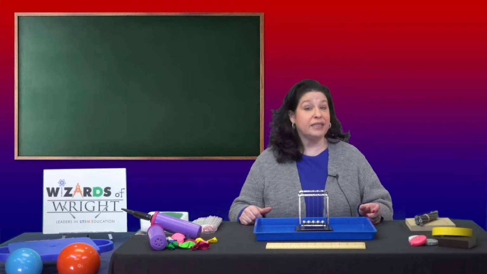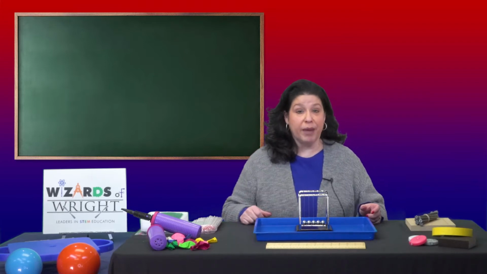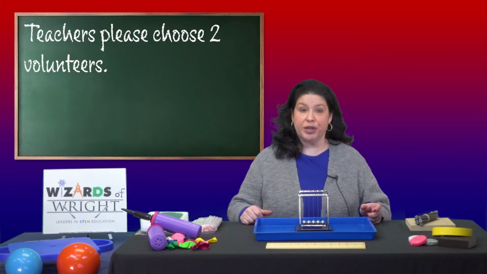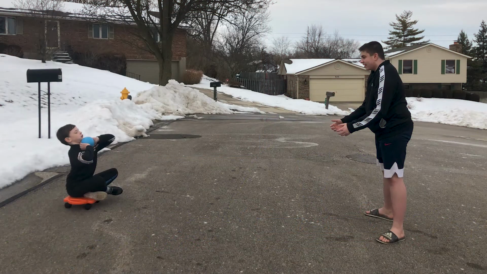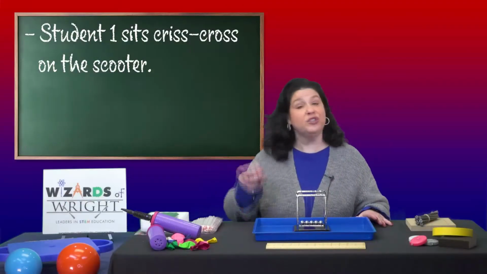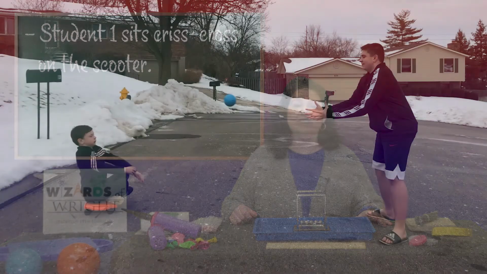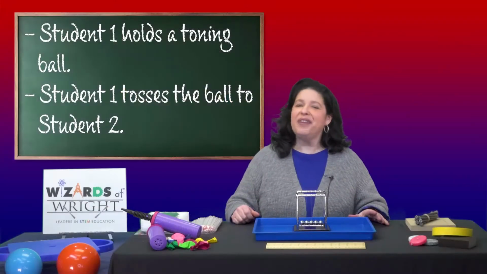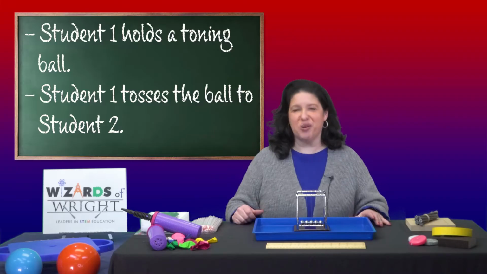Let's jump into an activity to show you what I've been talking about. Teachers, I'll need you to choose 2 volunteers for our first demonstration. Have the first student sit on the scooter with their feet pulled up and out of the way. Hand that student a toning ball. That student should toss the toning ball to student number 2. Allow them to play catch for a moment. I'll wait here while you do this.